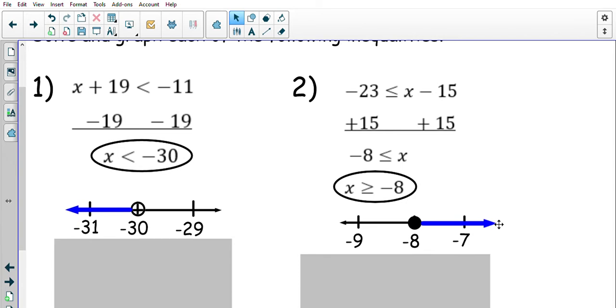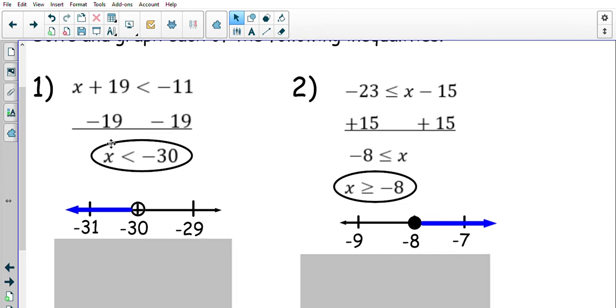Keep in mind, you can check your solutions for these as well. It's not something we've talked about before, but if you choose a number that's greater than negative 8, like 0, for example, and replace x with 0, 0 minus 15 is negative 15. You get negative 23 is less than or equal to negative 15. Is that true? Yes, it is. And if it's true, then it means that you have the correct solution.